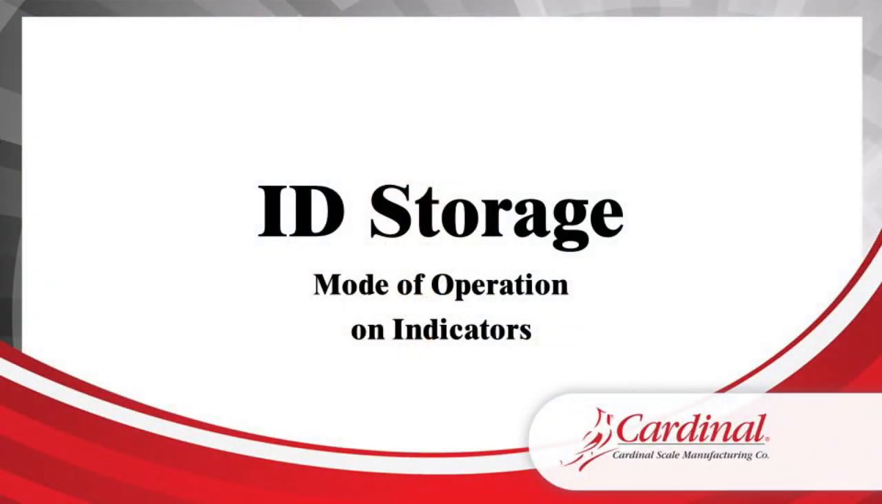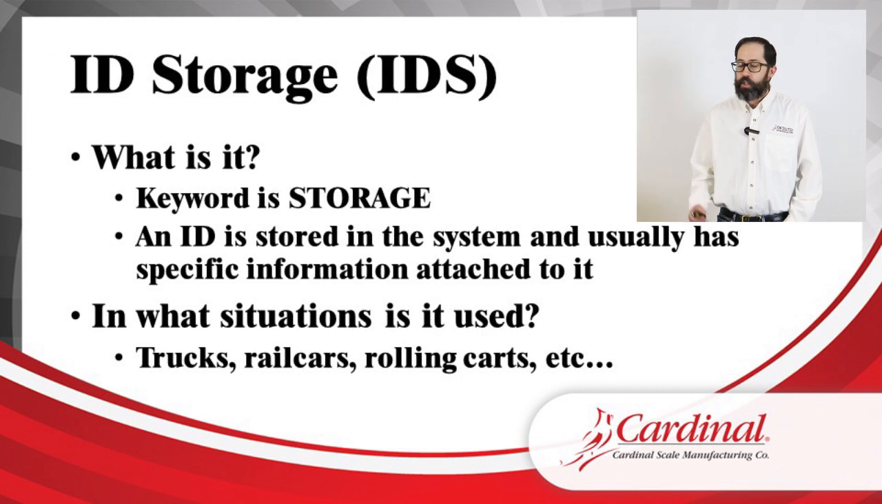So before we look at the indicators themselves, let's talk about what ID storage is. ID is some sort of identifier. It's numbers, letters, or some combination of the two. And there's information that's associated with that ID. And that's what we do, is we store that information in the system.